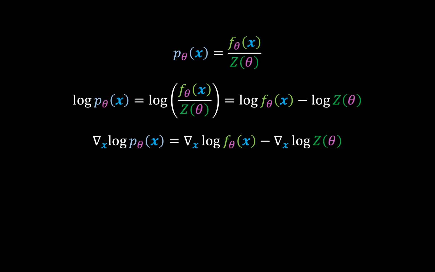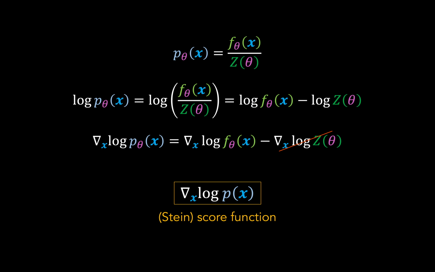Now, since the normalization constant Z is invariant with respect to x, this term just reduces to 0, and we find that the log gradient of the likelihood is in fact equal to the log gradient of the neural network output. This is excellent because computing the log gradient of f is often feasible, and it gives us a way of knowing the log gradient of p as well. Now, this gradient of a log probability with respect to x is very important, so it has a special name, which is the Stein score, or just score for short.